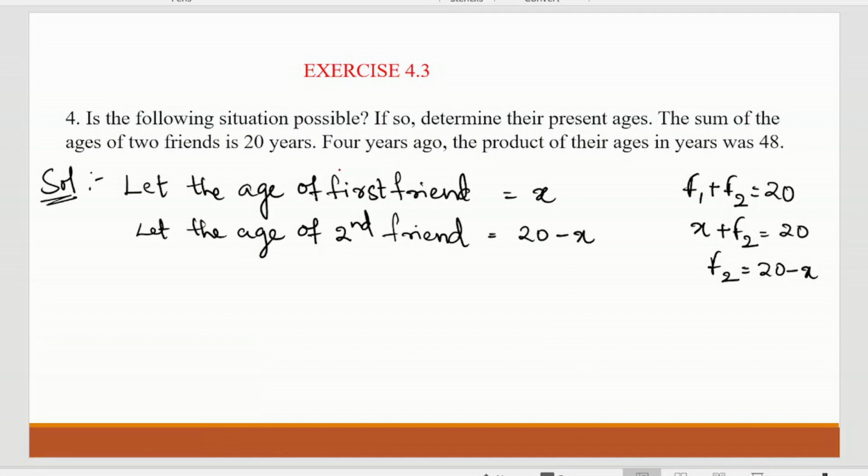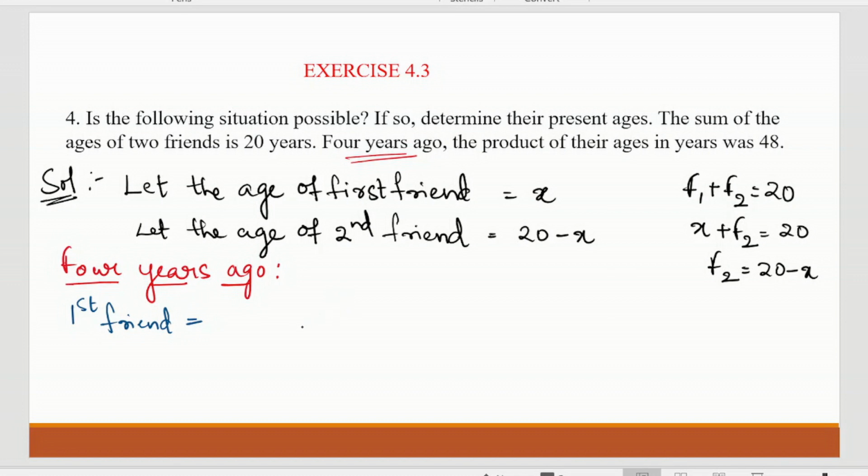Okay. Now see the question. We have a scenario which is 4 years ago. 4 years ago, the product of their ages in years was 48. So 4 years ago, what was the age of the first friend? See, if your age is 20 years right now, 4 years ago, your age will be 16, right? Which is 20 minus 4.